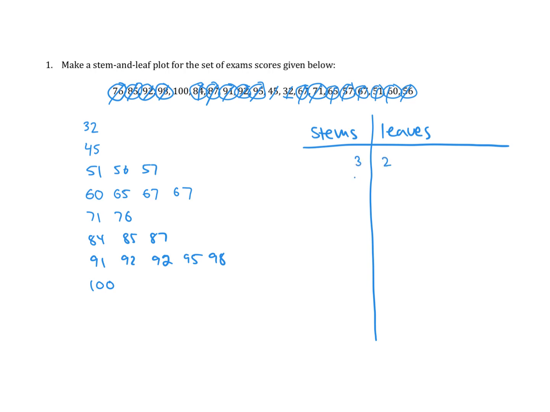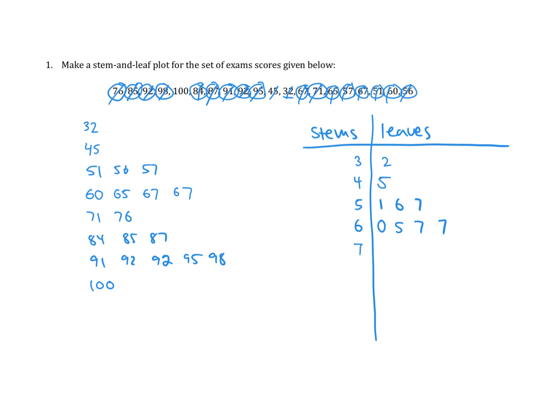For 45, the 4 on the left, the 5 on the right. Now I have 3 numbers in the 50s, so I put a 5 on the left, and then I've got 51, 56, and 57. I just put the ones digits on the right. 1, 6, 7. For the numbers in the 60s, I put the 6. I had 60, 65, 67, and another 67.